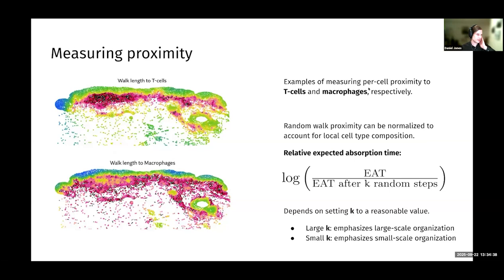So it looks like this. This is the skin example I showed earlier, but you can take every cell and measure how close it is to T cells in general, where T cells are these black cells here, and I've colored this by this random walk distance. This is the same idea below with macrophages. So that's the basic idea.